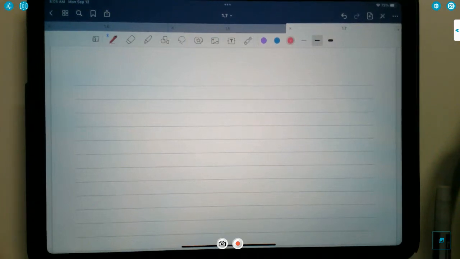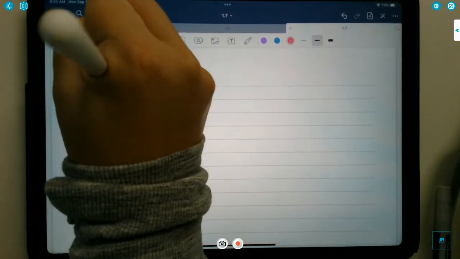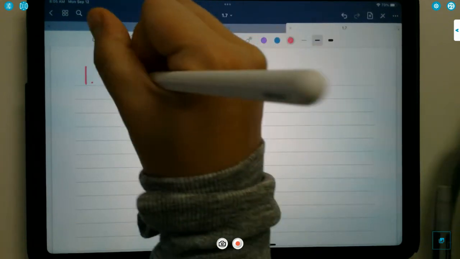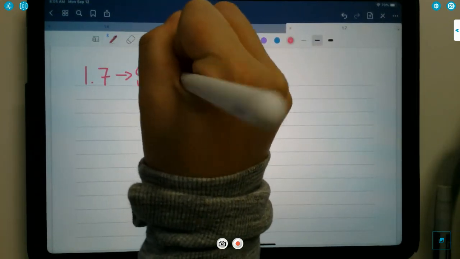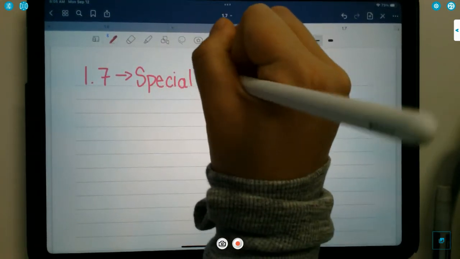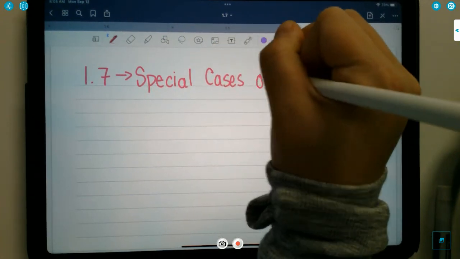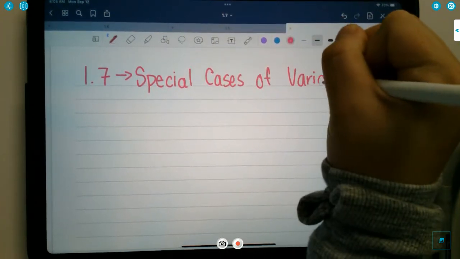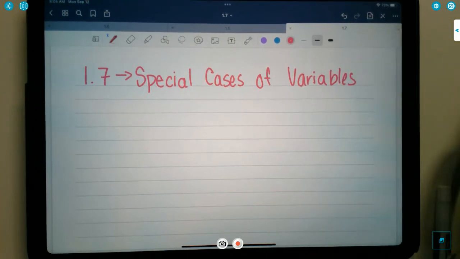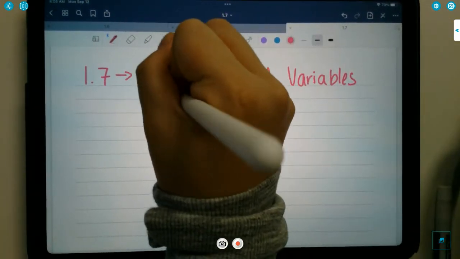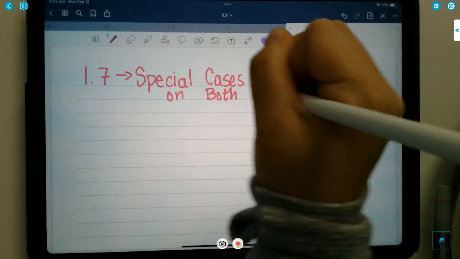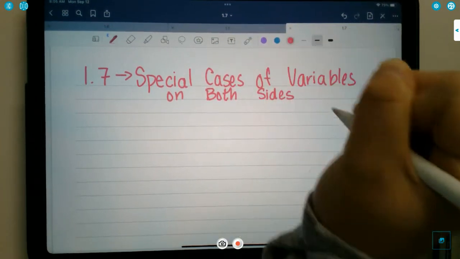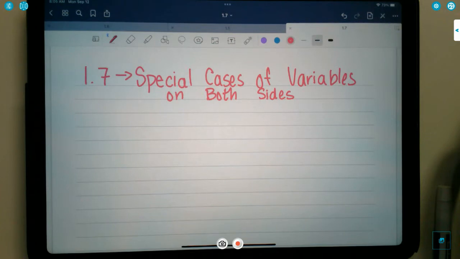Okay, so 1.7 notes. We are looking at special cases of having variables on both sides. So on Friday, we looked at when we have variables on both sides. This is going to be special cases of that. And I will show you what happens with those special cases here momentarily.